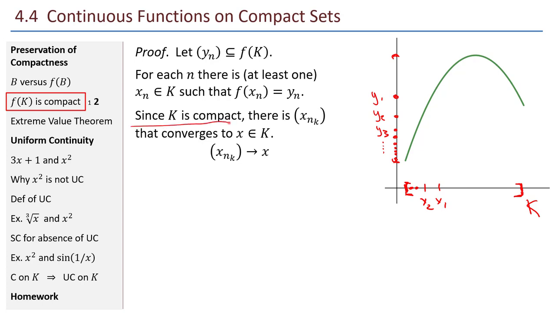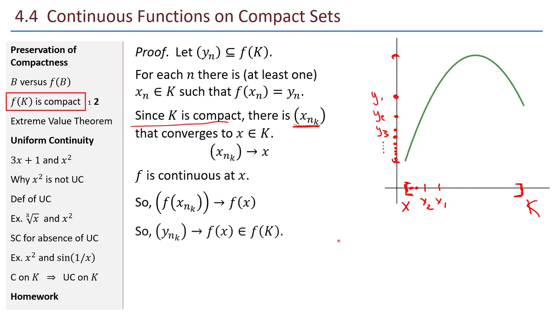Since K is compact, there's a subsequence of those x's that converges to x that's actually in my set K. f is continuous at x. This was part of my hypothesis. So the sequence of function values at the subsequence of x's converges to f(x). f(x) is in my range. So the sequence of y values, which is nothing more than the function values of the x's, also converges to f(x), which is in my range.